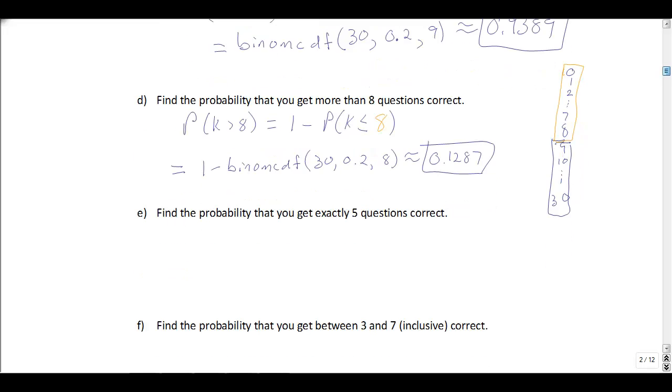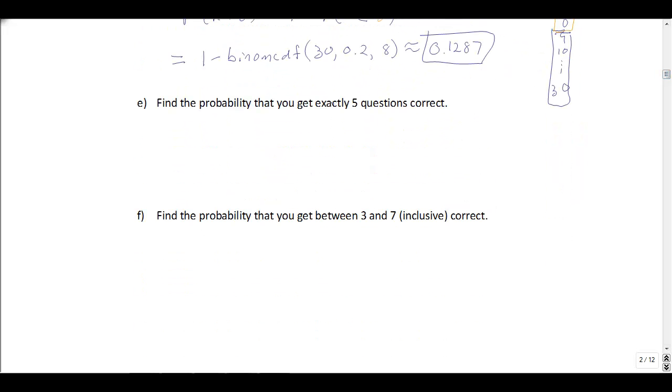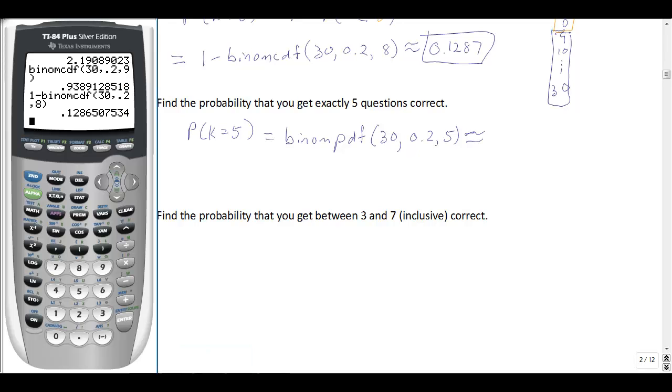Okay, next one, find the probability that you get exactly 5 questions correct. Well, exactly 5, that's really the probability k equals 5. So I'm not going to use the binom CDF. When I have an equals, I can use binom, and then it's PDF here. So I have 30 trials, probability of success is 0.2, and I expect to get 5, and then I'm going to get an approximate answer, most likely. Sometimes I'll get a decimal that is actually to a small enough number of places where I can put all of them. So binom PDF.